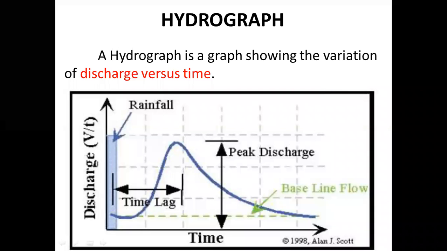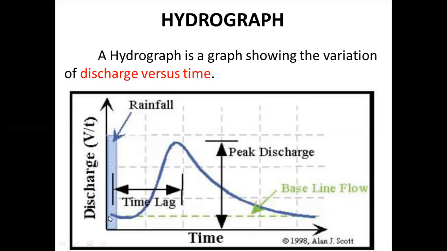Hello everyone. Okay, so the next concept is hydrograph. A hydrograph is basically a graph which shows the variation of discharge versus the given time. You can see here on the x-axis there is time and on the y-axis there is discharge. The meaning of this hydrograph is that it's a graphical representation of the precipitation.